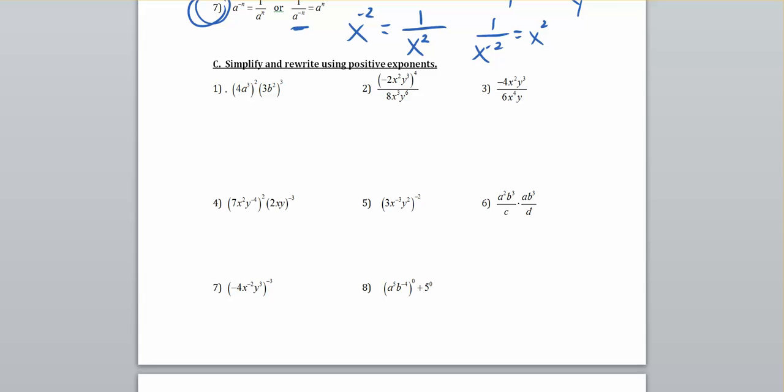If I look at the first problem, I'm just going to do this part first. So I'm going to say, okay, I've got 2 terms here, the 4 and the a cubed, and I'm going to raise them both to the second power. So 4 to the second power, okay? 4 squared is 16.